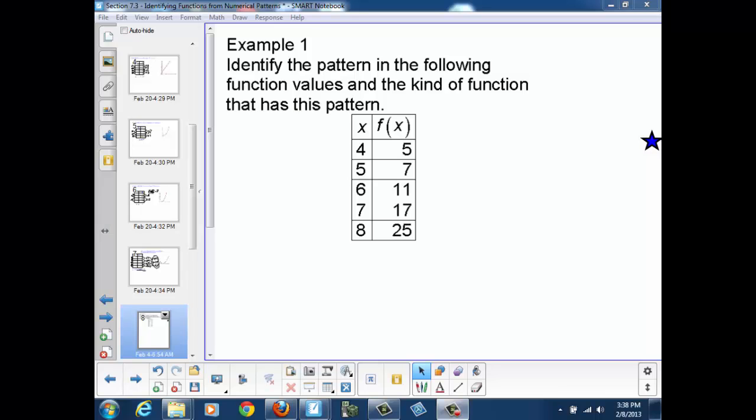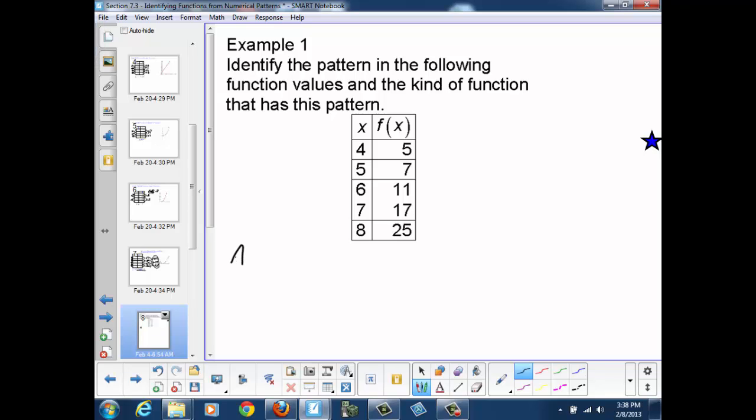Now that we've established these four types of patterns, we can use them to determine what kind of function we're working with if we're given a table of function values. So here's an example. We have a table of values and we want to identify the pattern and the kind of function that has this pattern.